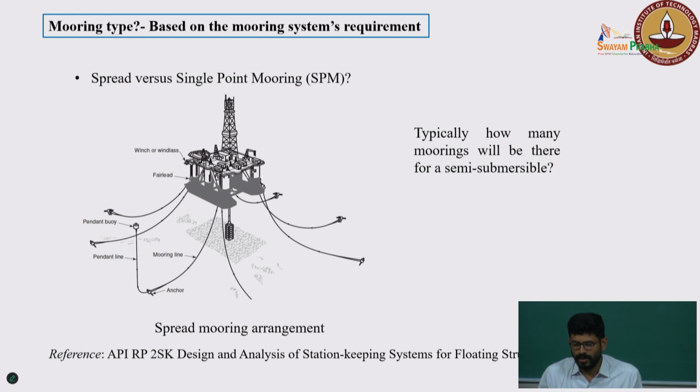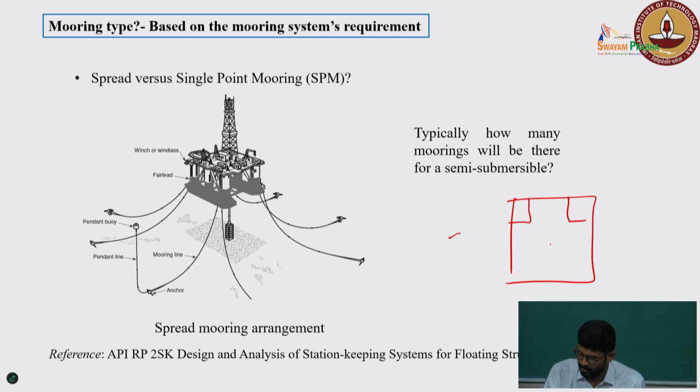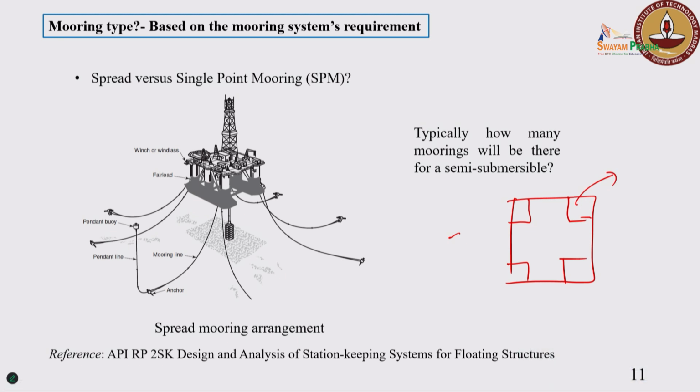So typically how many moorings will be there for a semi-submersible? For example, let us take, you are aware of semi-submersibles, right? So basically a floating structure having columns and pontoons, right? So if you have, let us take 4 columns, right? For example, okay, let me put it in the plan view. So this is basically your columns, correct, in the plan view. And now if I don't have any moorings, over a period of time they get drifted off.